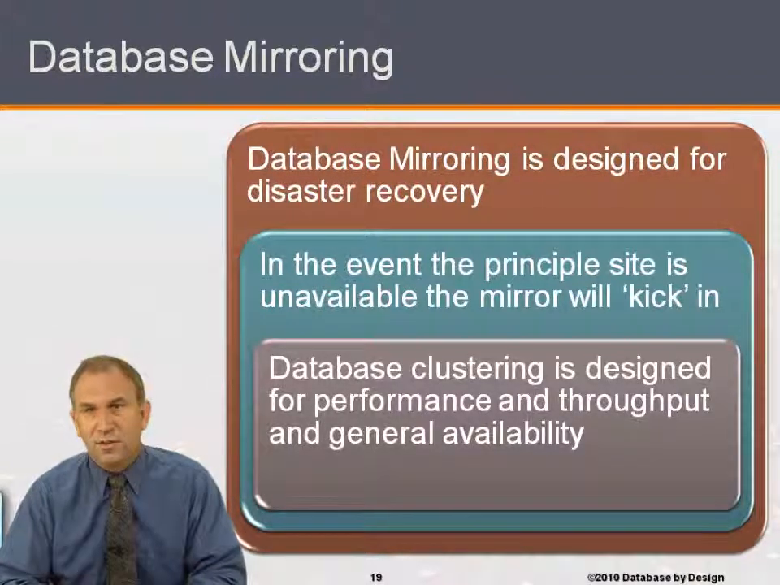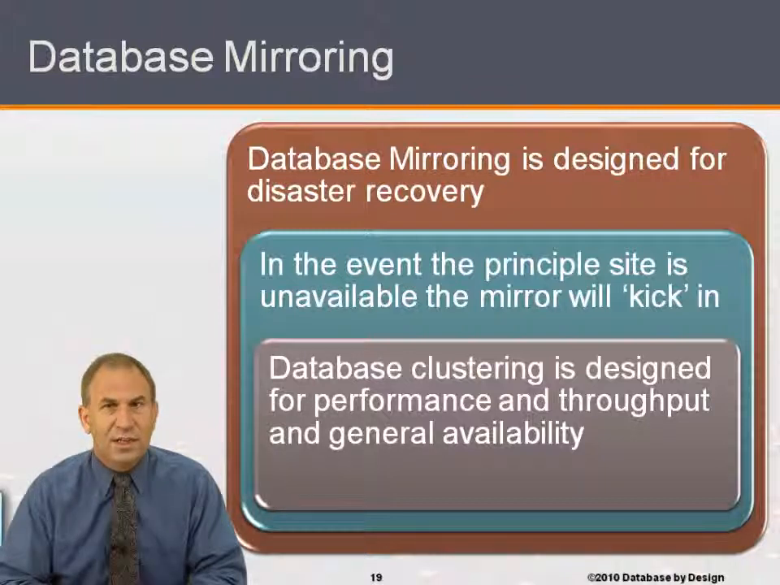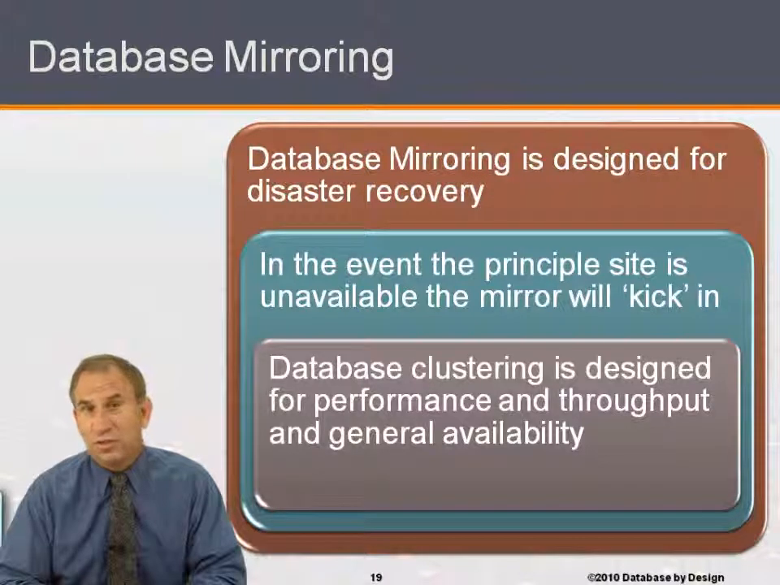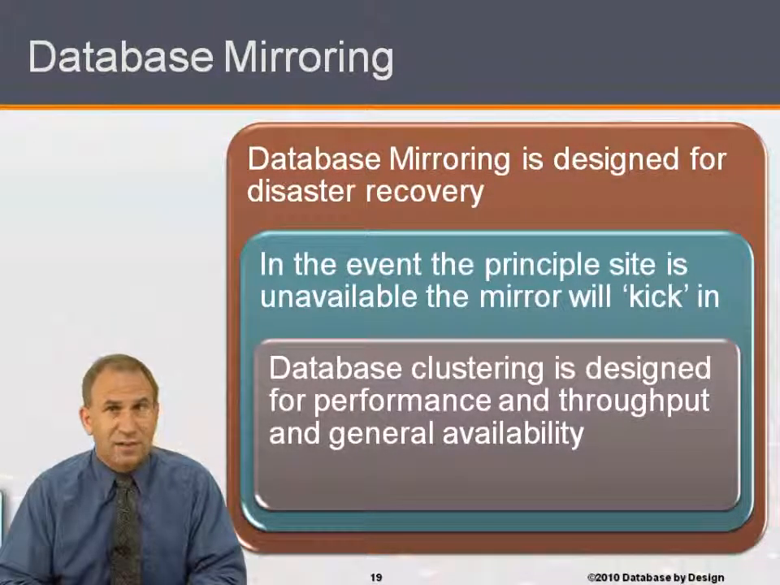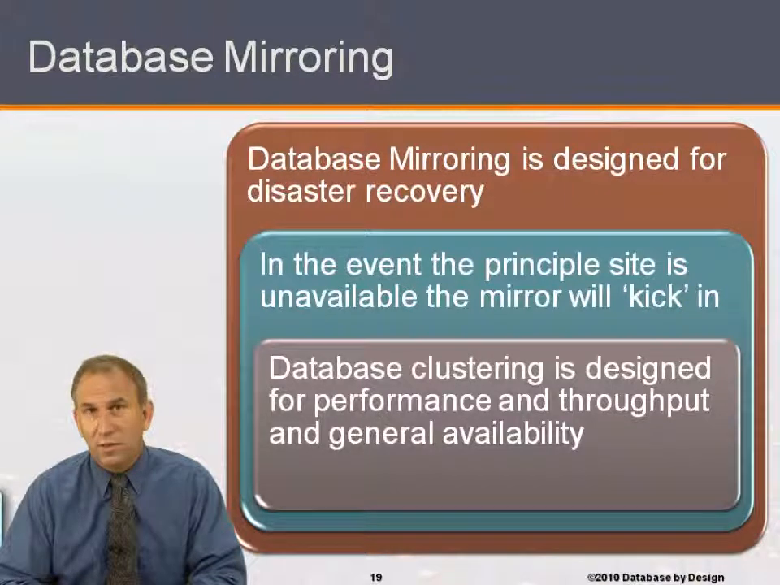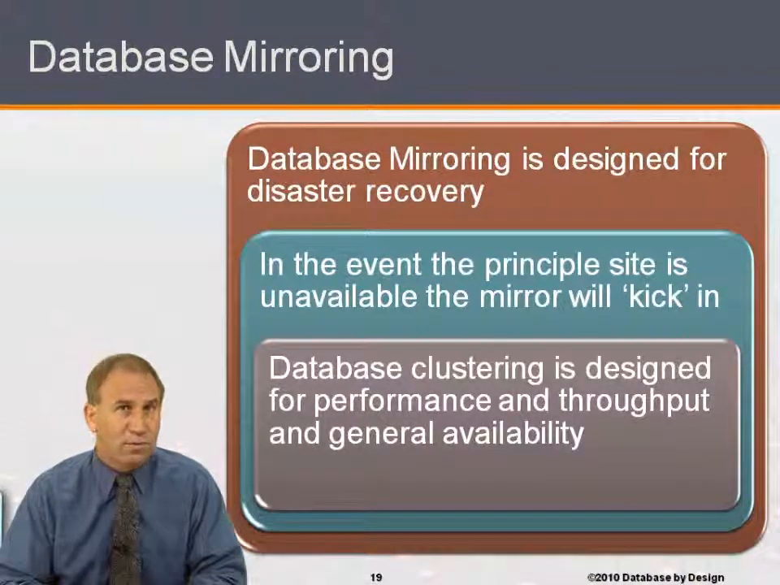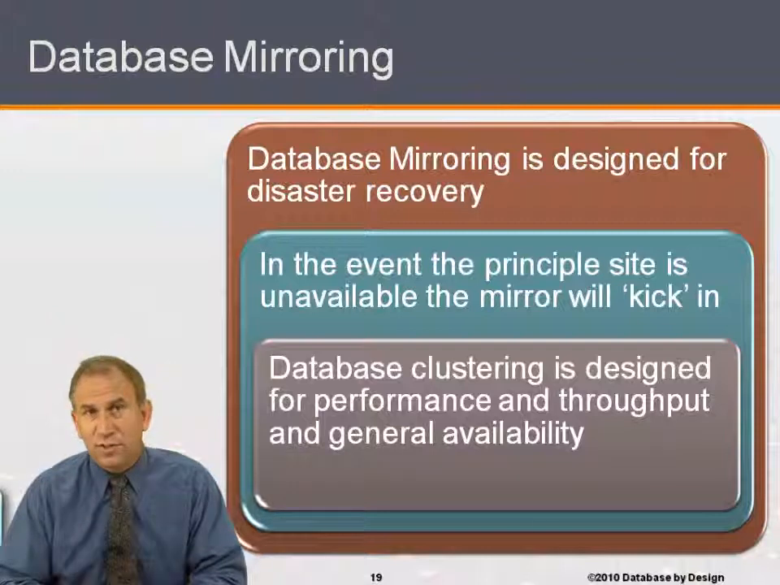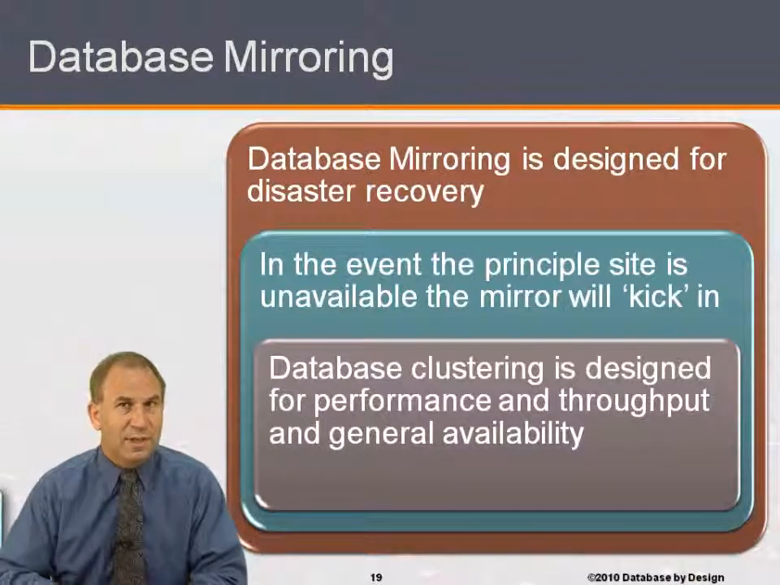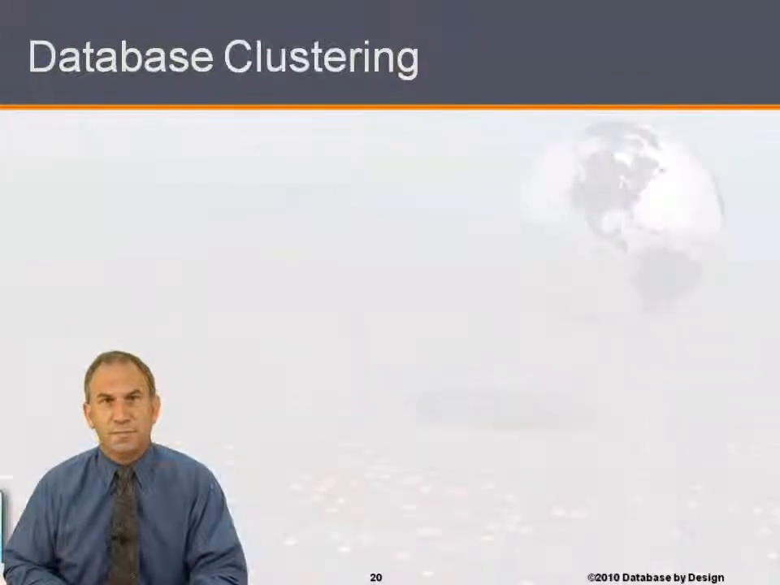On top of that, we also have what's called database clustering. Database clustering is designed for performance and throughput and general availability. So database mirroring is designed for primary and secondary, where clustering is for overall throughput. If I have multiple servers that are clustered together, if one server goes down, the other servers can automatically pick up the slack from that server that has failed.